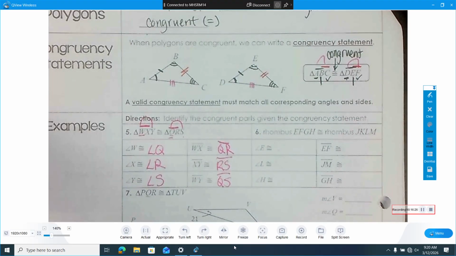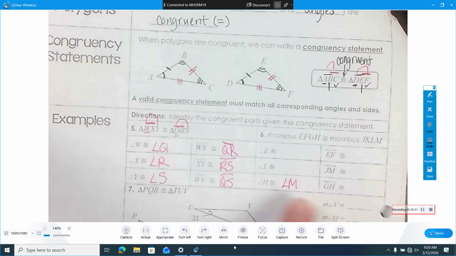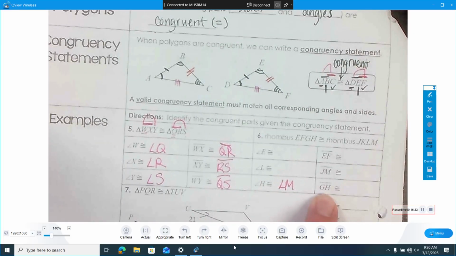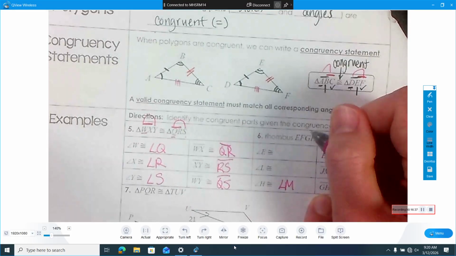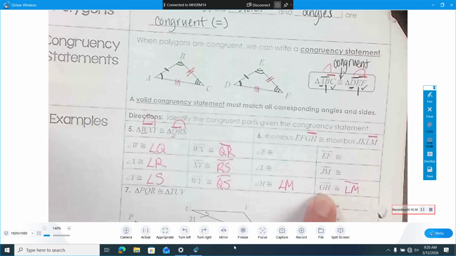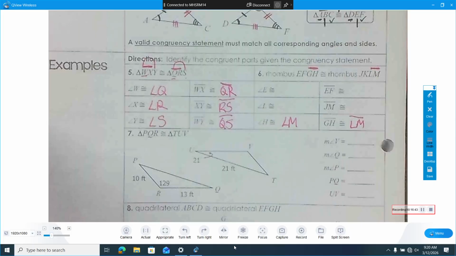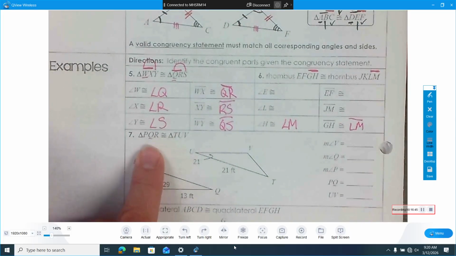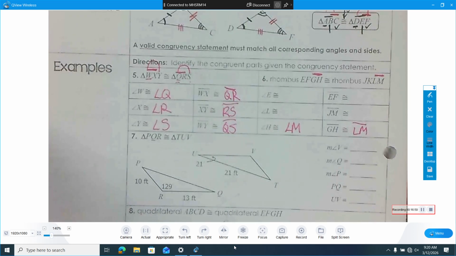Let's see. What does angle H correspond to? Angle M. Very good. And what does GH correspond to? Yes, LM. All right. So GH was the last two. LM is also the last two. Do you guys have any questions on that? No. Okay, great. So now we want to apply that same idea to pictures and their measurements, okay?